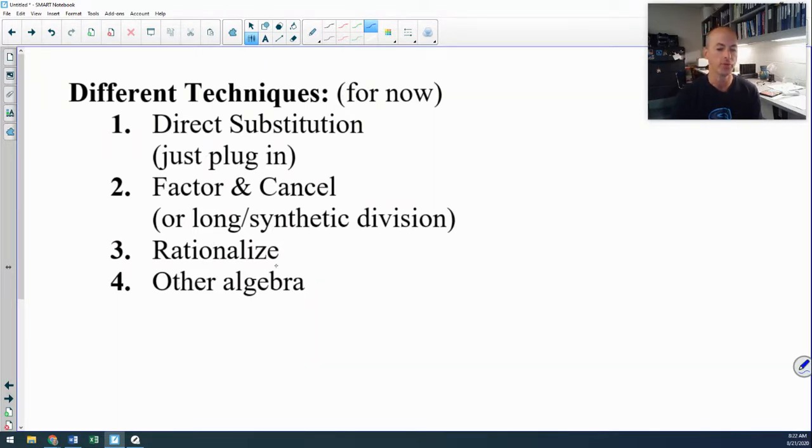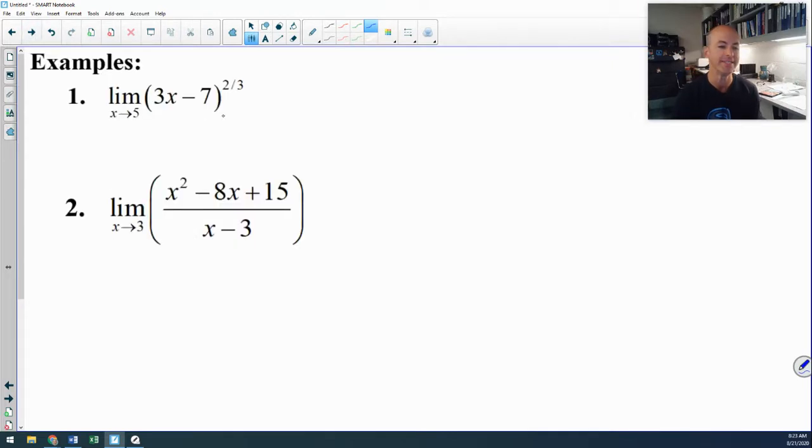Or if those three don't really work, there is this catch-all that I put in here called other algebra, where you just do something else. Okay, so moving on. Let's look at some examples.